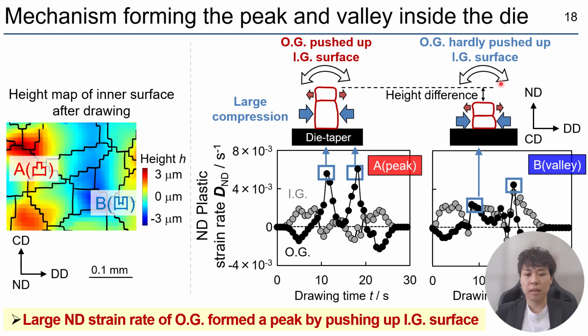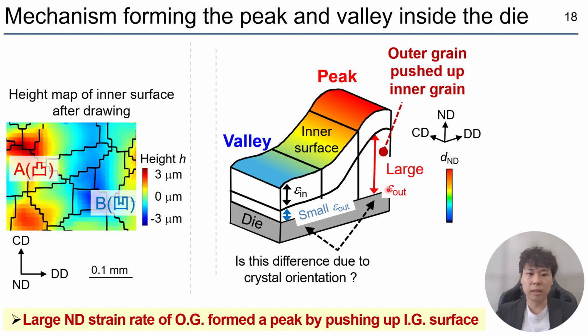This trend can be schematically illustrated like this. A larger strain rate of the outer surface grain forms peaks by pushing up the inner surface, whereas a smaller one results in valleys. So peak and valley formation is governed by the ND plastic strain rate of the outer surface. This study provides a key new insight. The formation of peaks and valleys on the inner surface is governed by whether the outer surface grains can push up the inner surface.